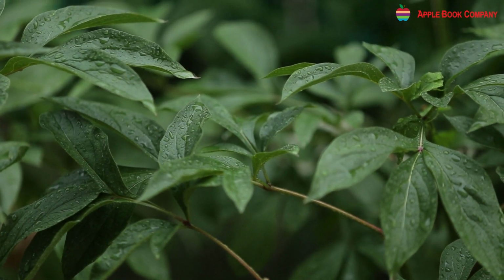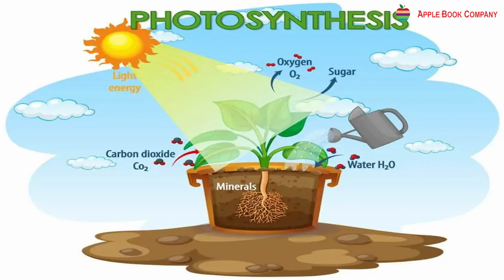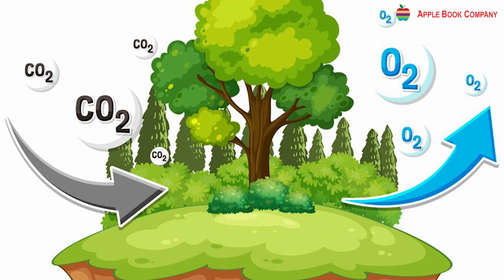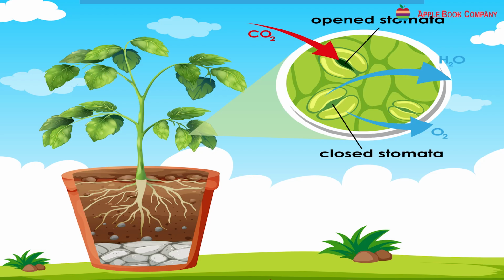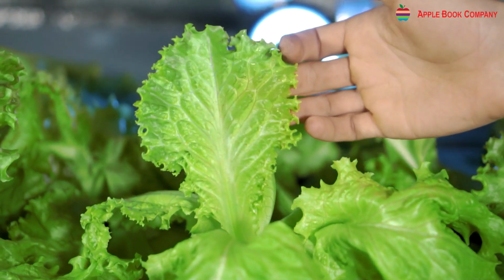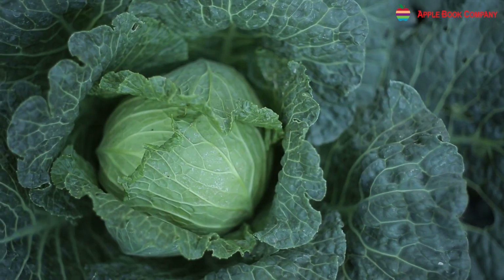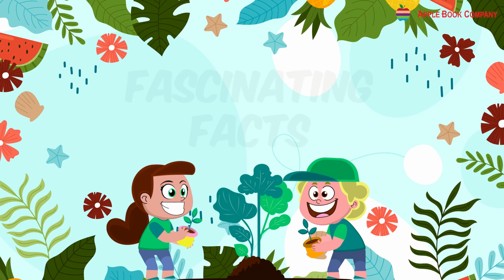Leaves prepare food for the plant. During the process of photosynthesis, they take in carbon dioxide gas and release oxygen gas through small pores called stomata. Hence, they maintain the delicate balance of gases in our atmosphere. Some leaves store food for the plant. For example, lettuce, cabbage, and spinach.